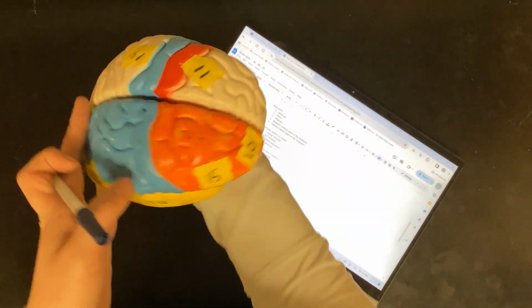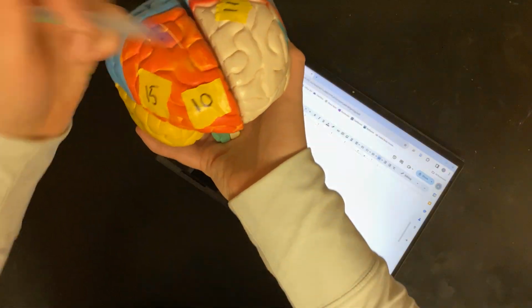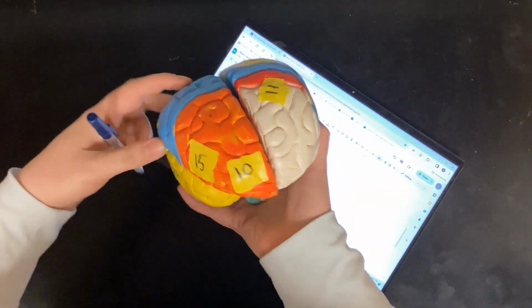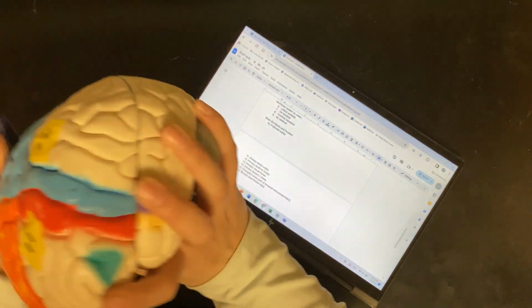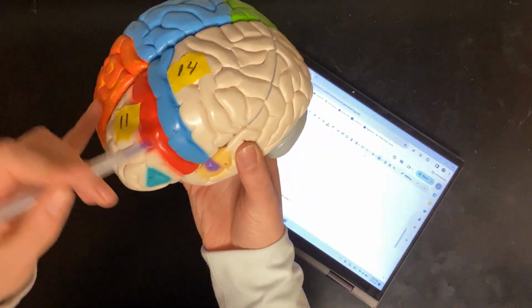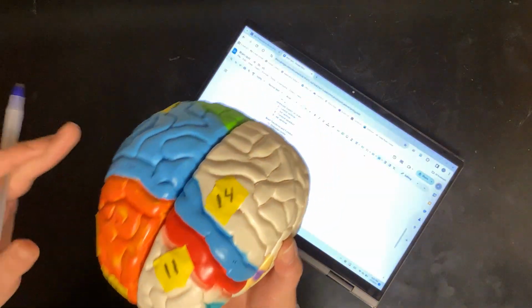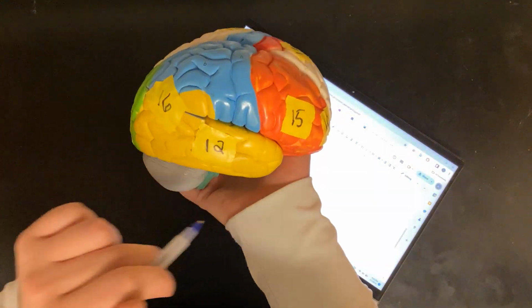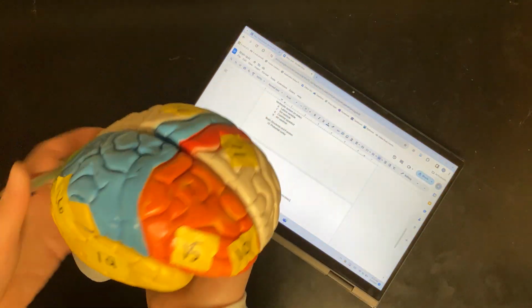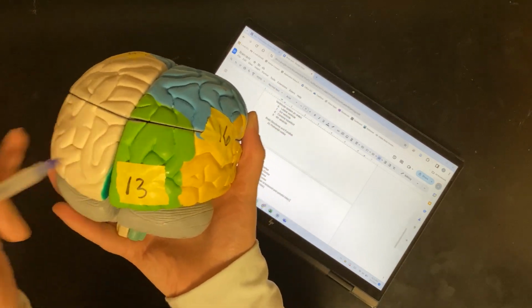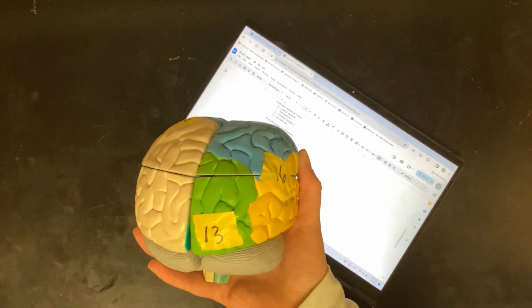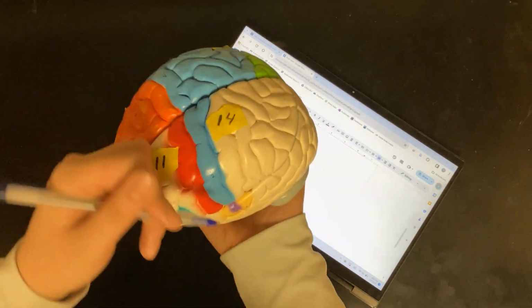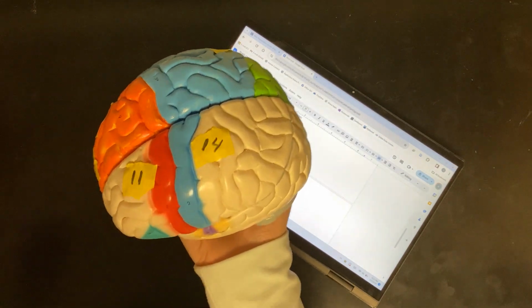Now for 10, I was looking for the prefrontal cortex because we're still in the frontal lobe. 11 is your primary motor cortex, still in the frontal lobe. 12 is primary auditory cortex because we're in the temporal lobe. 13 is primary visual cortex, and we are in the occipital lobe. 14 is primary sensory cortex, because we are in the parietal lobe.